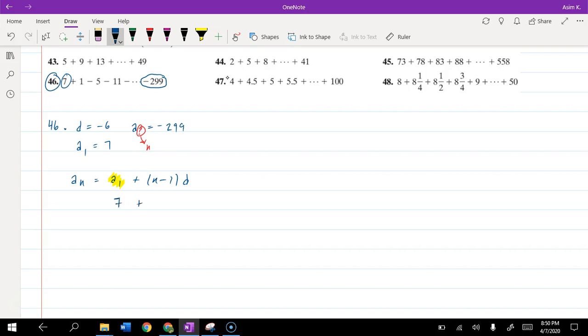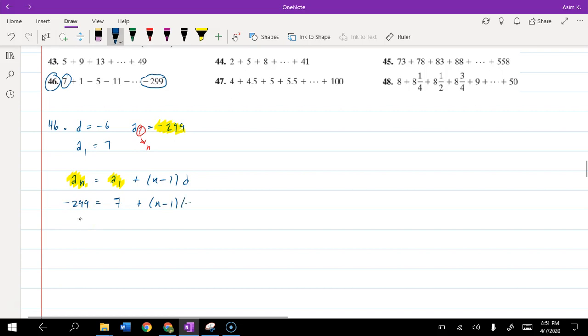I don't know what the term number is for the last term, but I do know that the last term is negative 299. So again, I don't know what the term number is for the last term, but I do know that the last term is negative 299. So I plugged in for the last term, and the last term is negative 299. I knew that, right? I just don't know what its n value is.